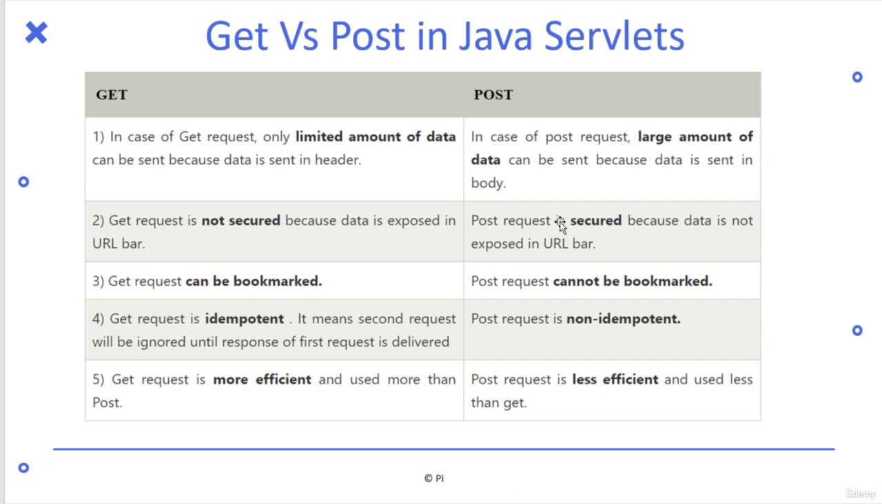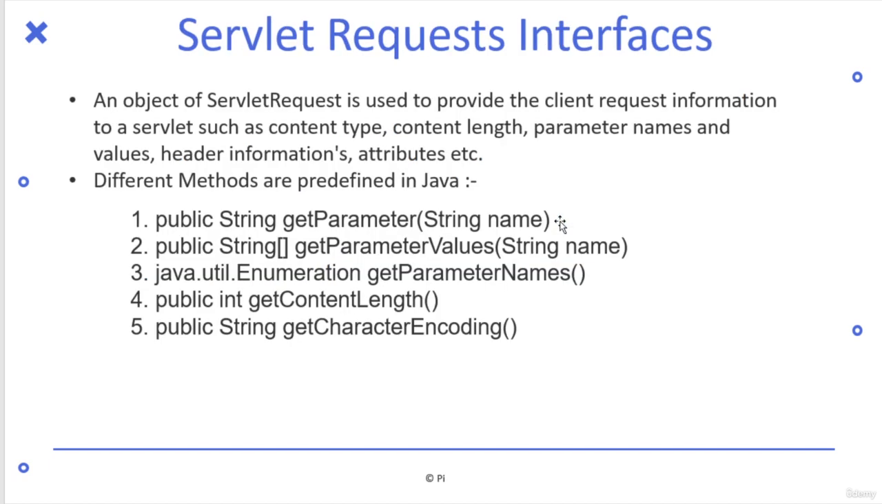As I told you, we have already gone through the get and post methods in Java servlet. These are the main methods inside the Java servlet, but we can use some other servlet interfaces also. What are the servlet interfaces basically? The object of servlet request is used to provide the client request information to servlets, such as content type, content length, parameter names, values, header information, attributes. That means the information that users type on the HTML page or HTML form.